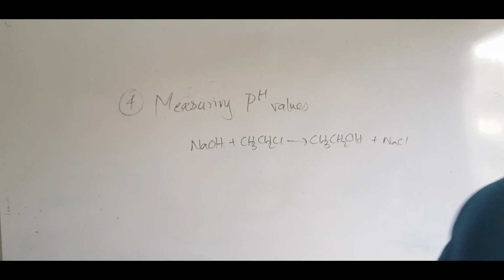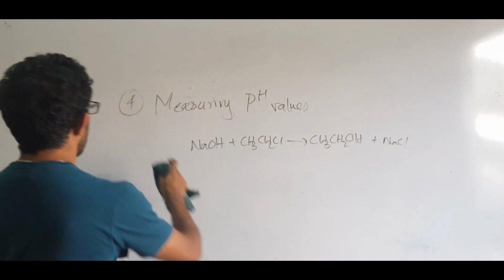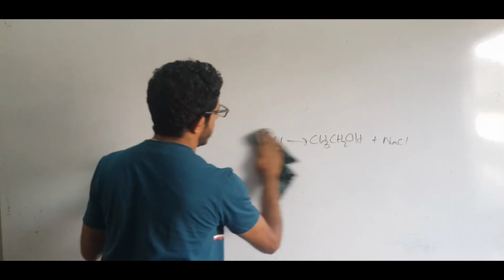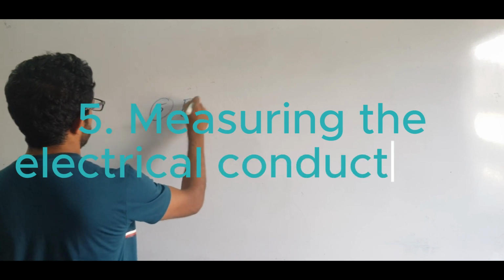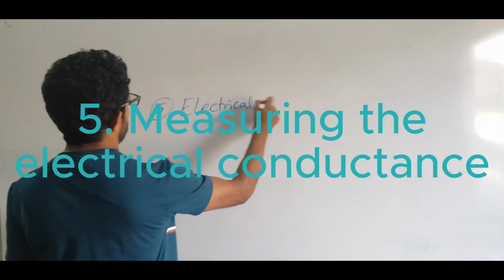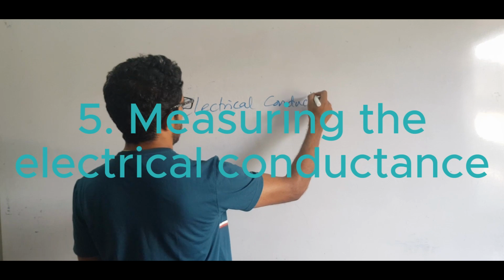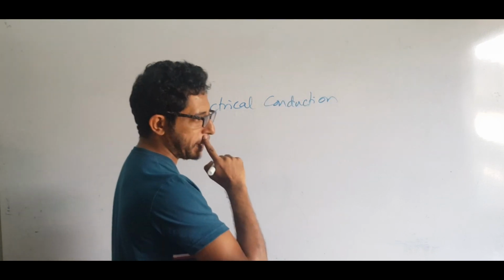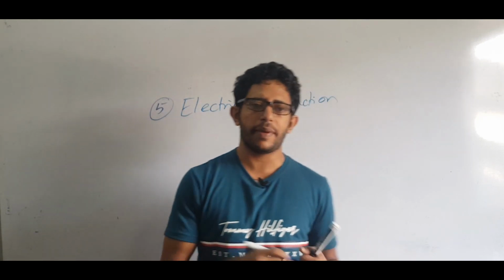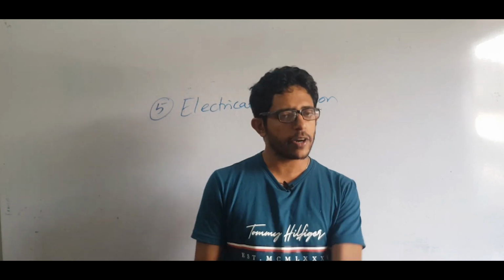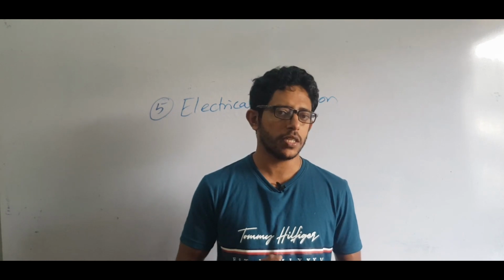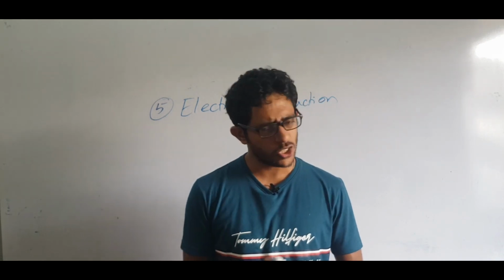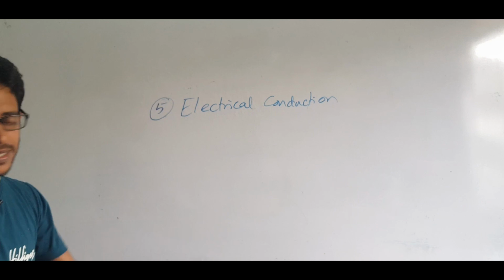Other than that, the fifth one we can say like this, we can measure conductimetry, electrical conduction, right. We can measure the electrical conduction. So, that is also another method we can use. If the reaction produces ions, we can use electrical conductance to measure the rate of the reaction, right. So, those are 5 common methods that we can use.